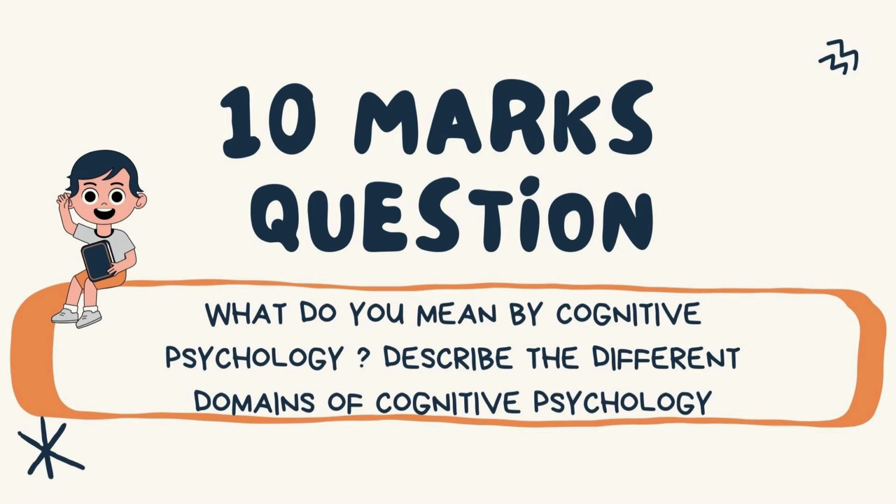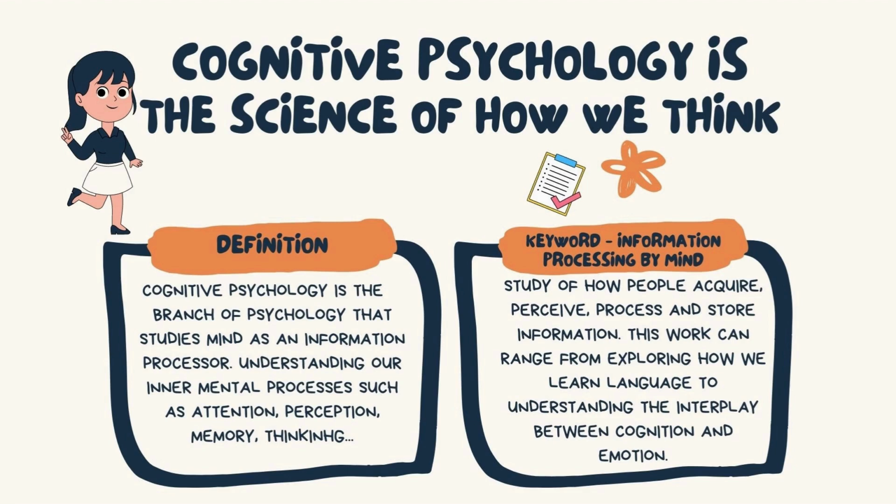You'll start with: cognitive psychology is the science of how we think. So you have to write the definition first. Cognitive psychology is the branch of psychology that studies the mind as an information processor, understanding our inner mental processes such as attention, perception, memory, thinking, etc. The key word here is information processing by the mind. The study of how people acquire, perceive, process and store information is called cognitive psychology. This work can range from exploring how we learn language to understanding the interplay between cognition and emotion. This is the first part, which will get you 3 marks if you write this answer.